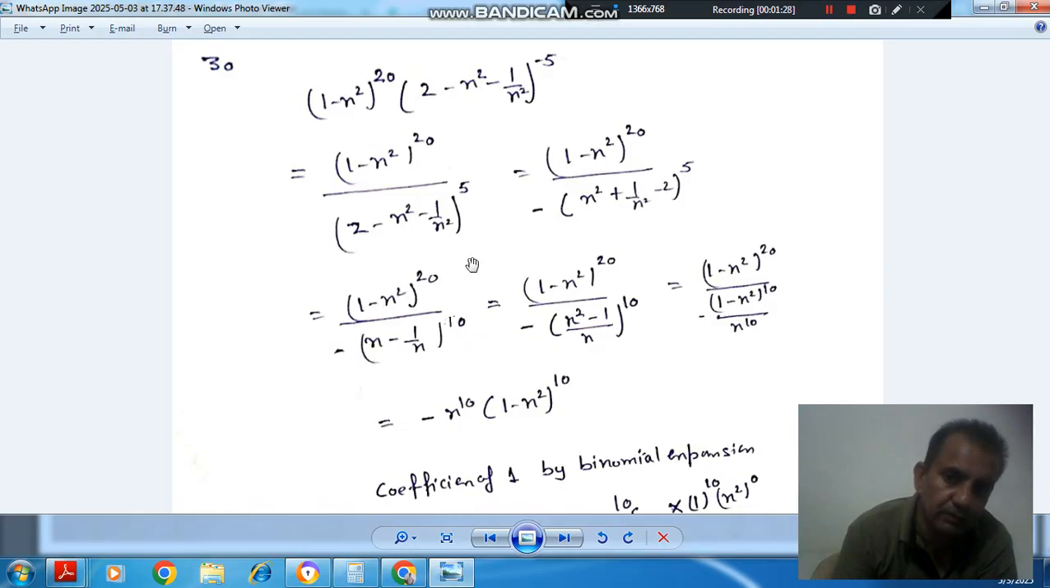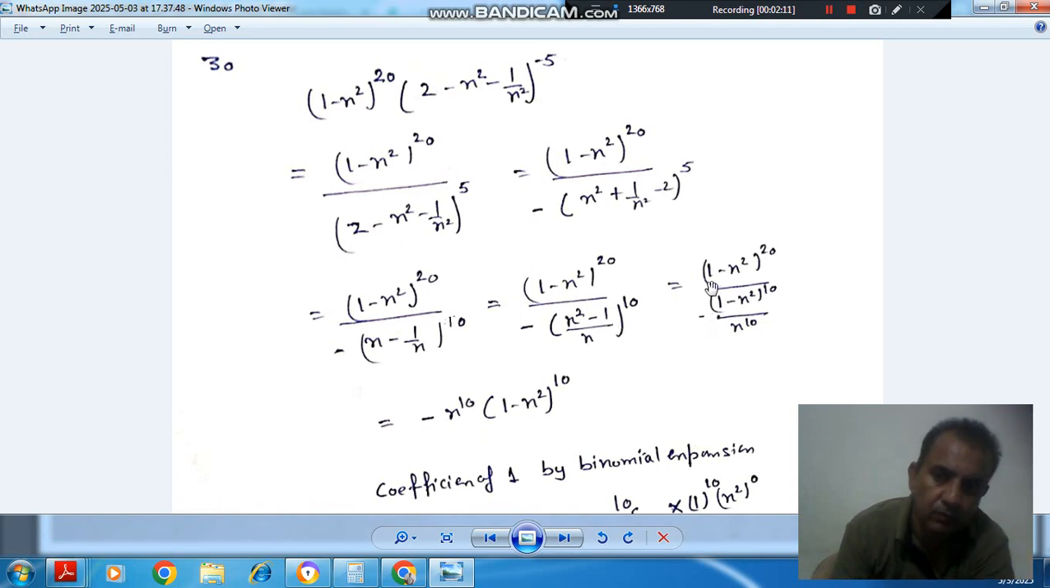So now this expression is changed to (1 minus x^2)^20 divided by minus (x minus 1/x)^10. Or we can take the LCM: (x^2 minus 1) divided by x, raised to power 10. Now x^2 minus 1 is raised to power 10, so it can also be written as 1 minus x^2. The sign will not change because the power is even, so we need not take minus outside the bracket. The minus is already there, and if we change this to 1 minus x^2, the minus will remain there.